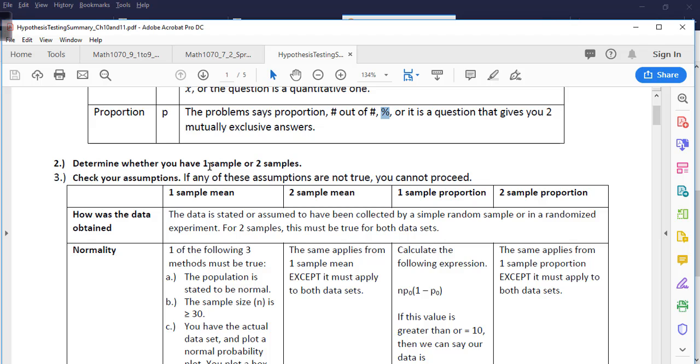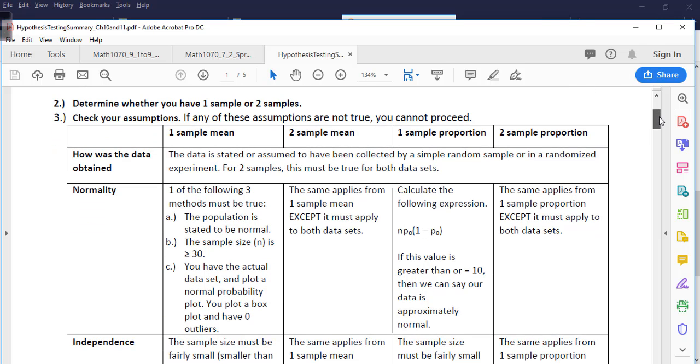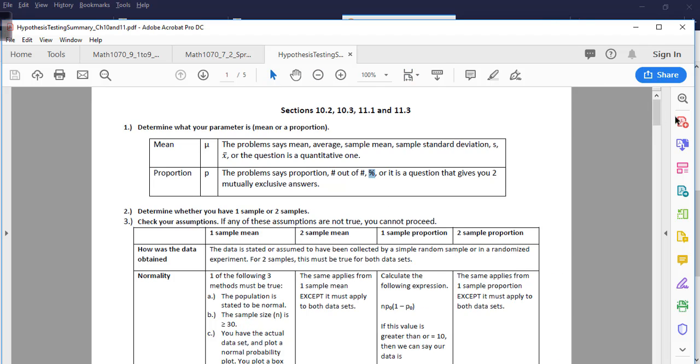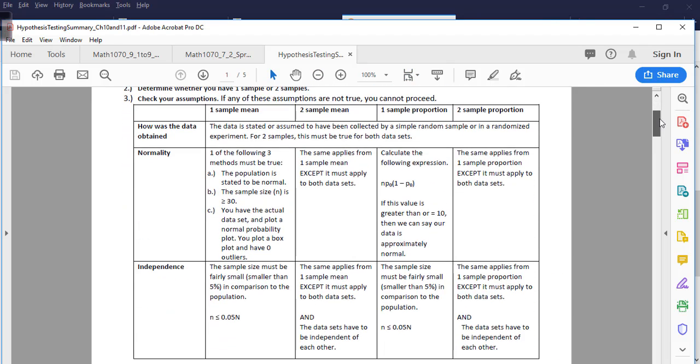And your assumptions are based upon, number one, do you have a mean problem or proportion problem? And number two, do you have one sample or two? So in this chart, I've given you all of the assumptions that you have. There are three different assumptions, and we verify them different ways depending upon the previous information.